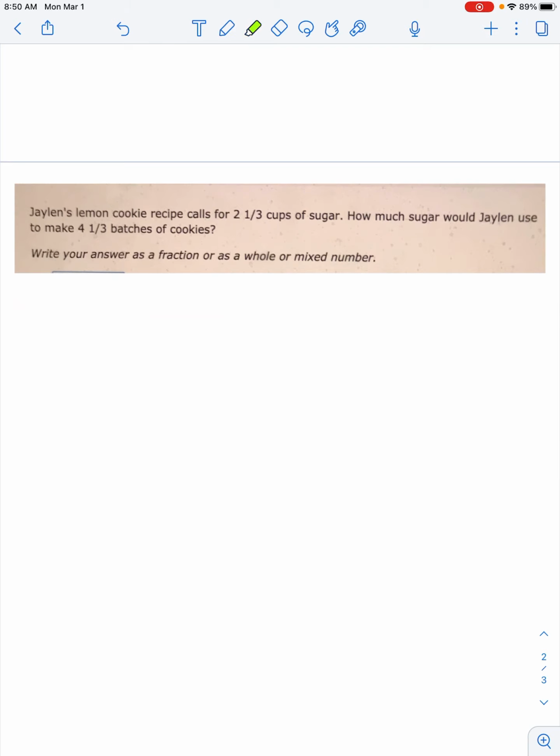Jalen's lemon cookie recipe calls for 2 1/3 cups of sugar. How much sugar would Jalen use to make 4 1/3 batches of cookies? Okay, so again, we're interested in finding 4 1/3 groups of 2 1/3. So that's clearly multiplication. So we are multiplying 2 1/3 times 4 1/3.